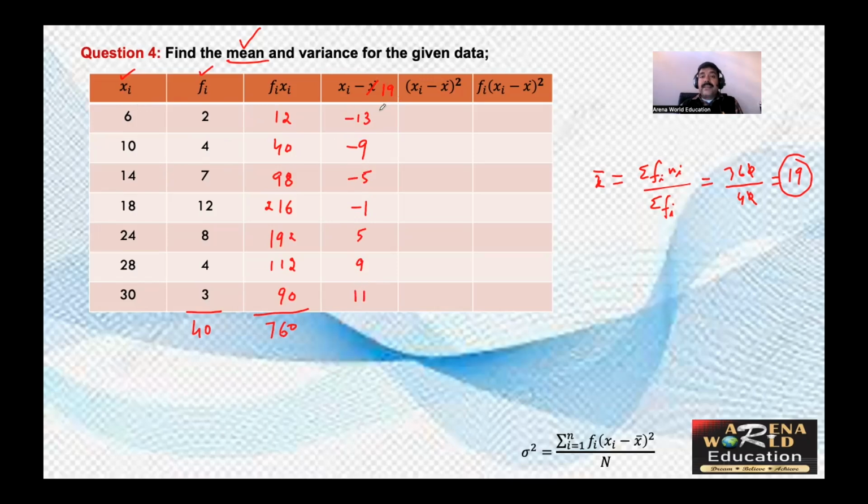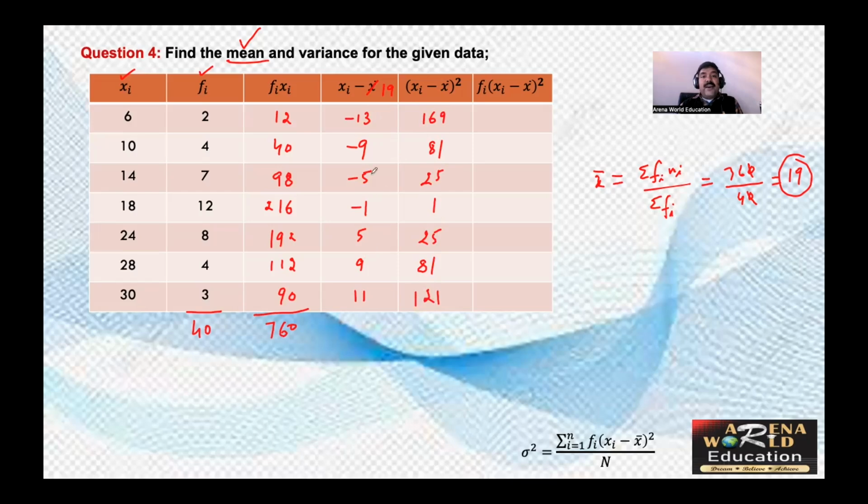Now in the next step, we will find the square of all these values. So minus 13 square will be positive 169. Minus 9 square will be 81. Minus 5 square will be 25. And minus 1 square will be 1. 5 square will be 25. And 9 square will be 81. 11 square will be 121.